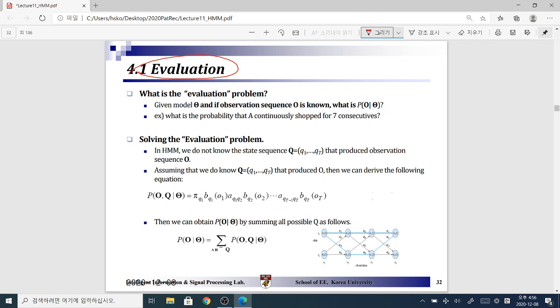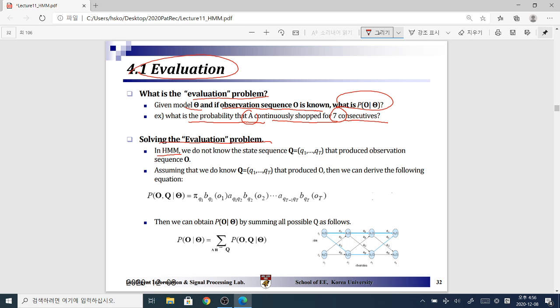So what is the evaluation problem? Given an HMM model theta, and if the observation sequence O is known, what is the probability of that observation sequence? For example, what is the probability that person A continuously shopped for 7 consecutive days? So to solve the evaluation problem, once again, we are going to resort to dynamic programming, but just to be able to show a motivation for that, let's go through how we could actually do the evaluation.